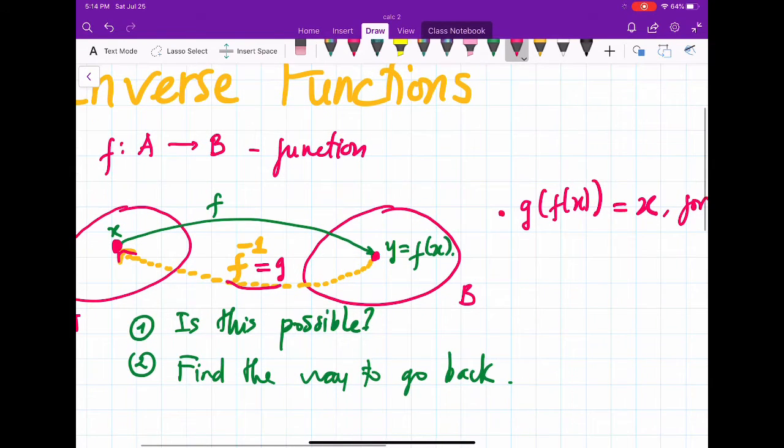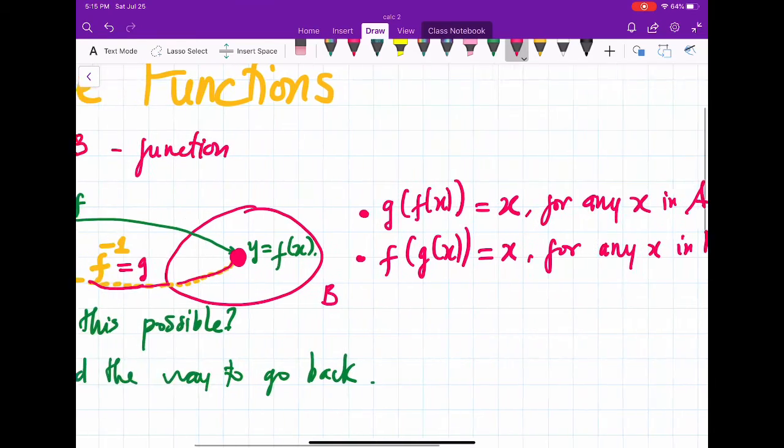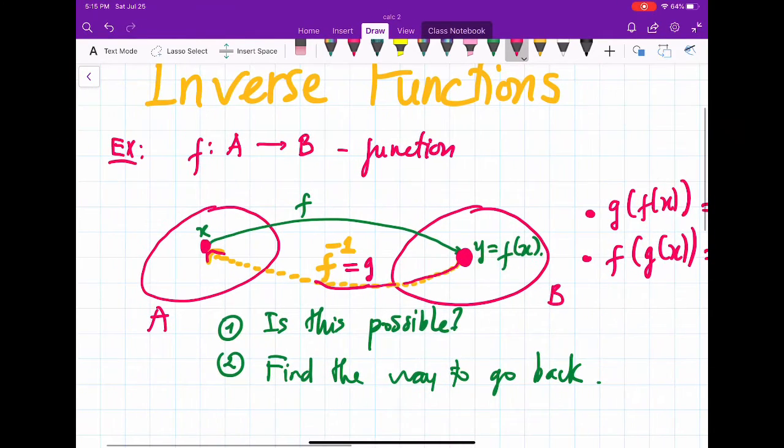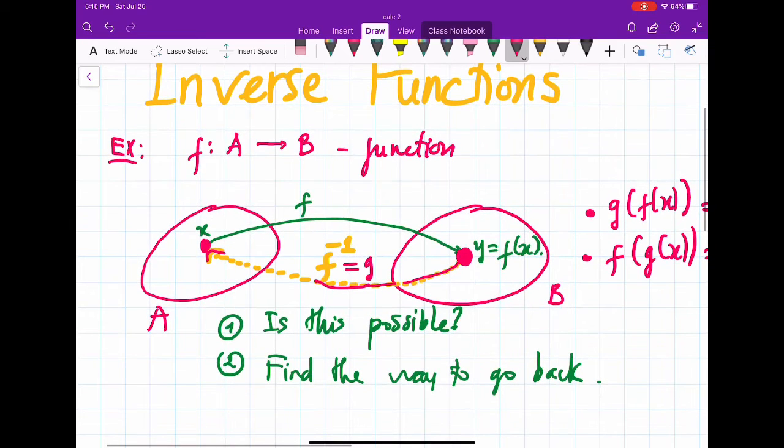Or, sorry, if you are in the y position in the B, you apply g, you go to the x, and then you go back. That means you apply f of g of y, and that is exactly y. Again, this is for any y in the B. So in that case, f and g are called inverses of each other. So that is the definition of the inverse function.